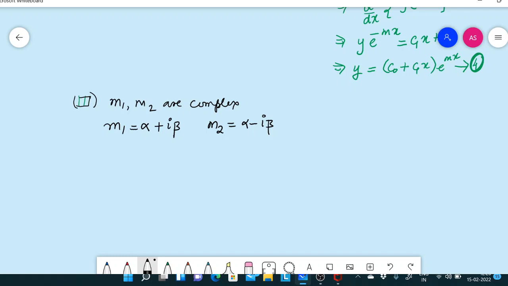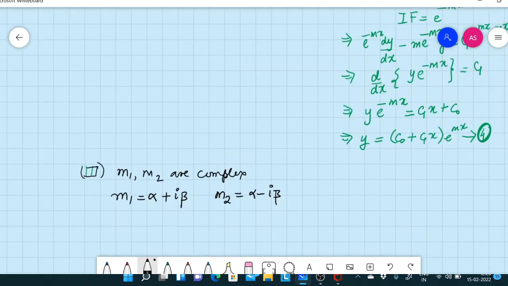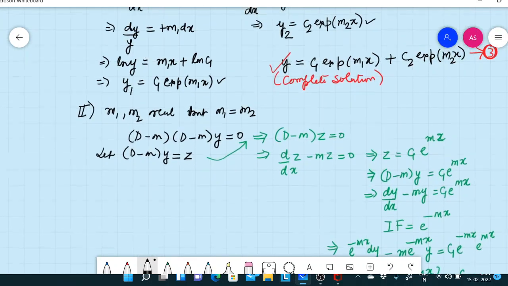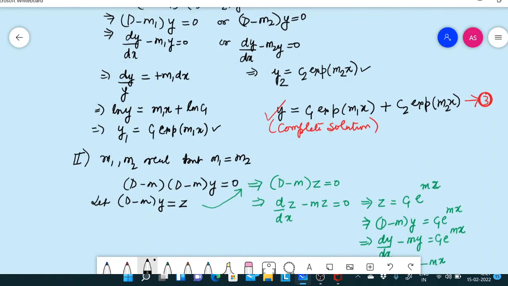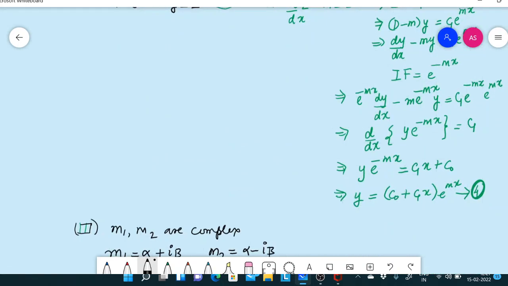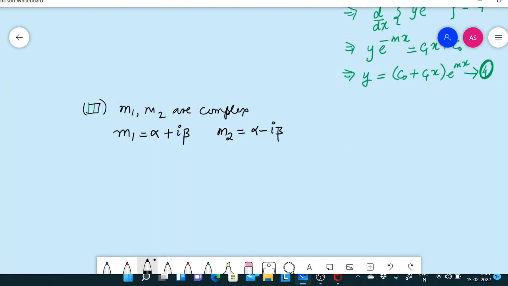Now these two are complex roots. What we will do is substitute the values of m1 and m2 in the solution we got from case 1. So let us rewind and go back and see our case 1 solution. Our case 1 solution was equation number 3. We will start from this equation number 3 and substitute the values of m1 and m2 here.